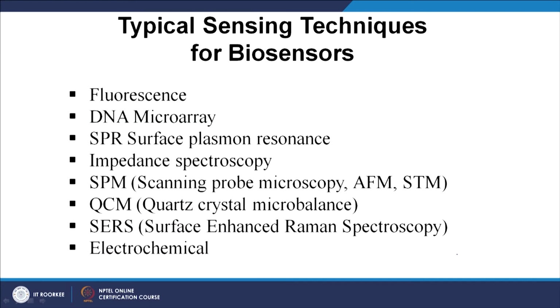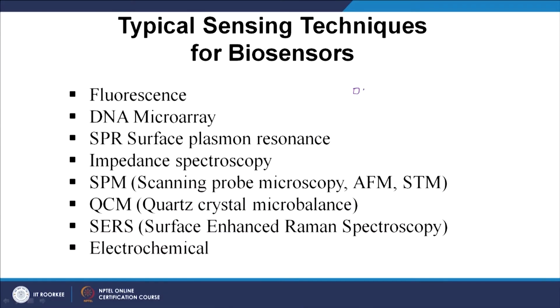Alrighty. Now, what are typical sensing techniques for biosensors? Typical sensing techniques for biosensors include fluorescence, DNA microarray, SPR surface plasmon resonance, impedance spectroscopy, scanning probe microscopy, AFM, STM, quartz crystal microbalance, SERS, which is surface enhanced Raman spectroscopy, and then we have electrochemical biosensors. So, let us go through them one by one.